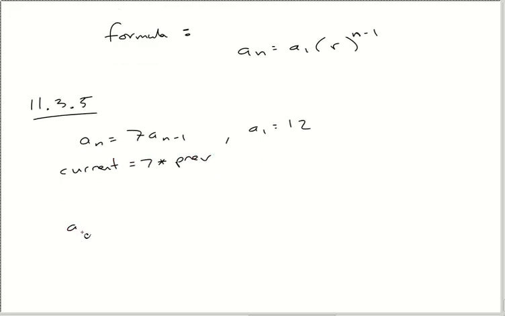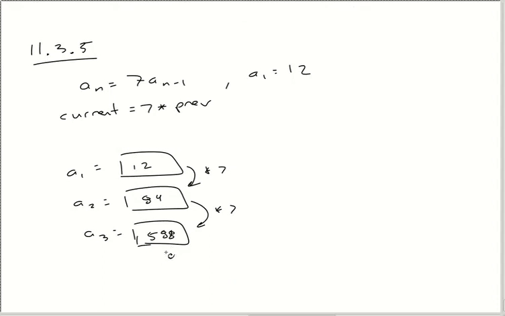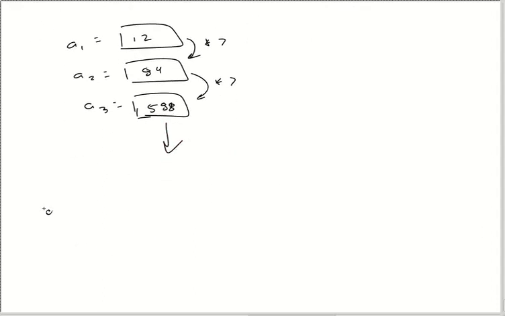And so A1, what is it? It's probably a 12 because they said so. A2, notice that all I'm going to do is say times 7. 12 times 7 is 84. And then A3, doing it all over again, multiply by the 7. I got 588. And I got bored, so I didn't do any more.